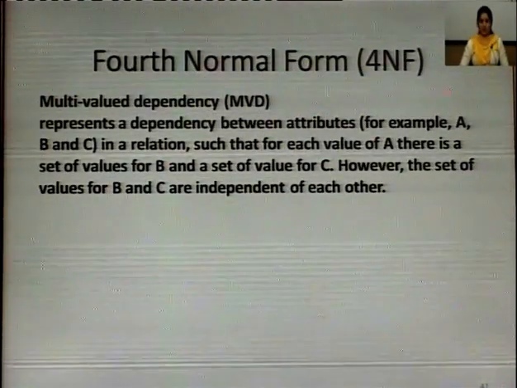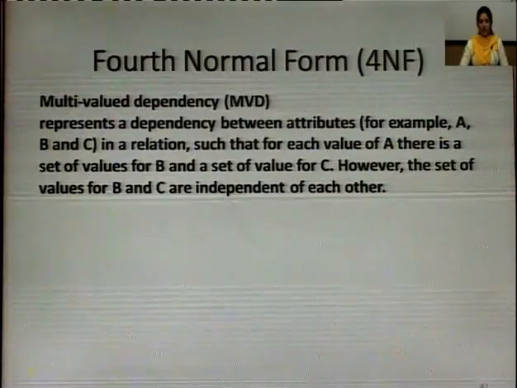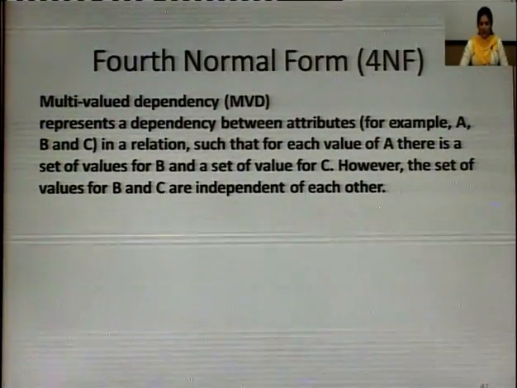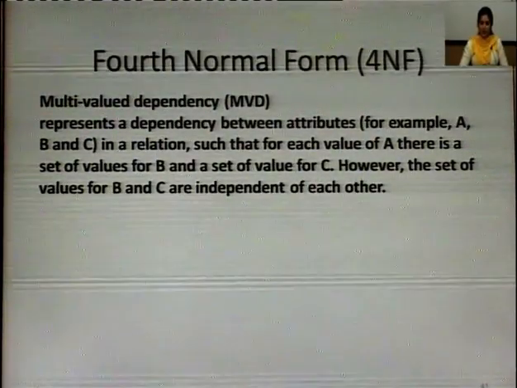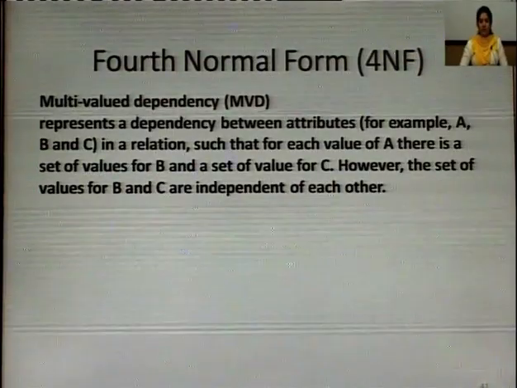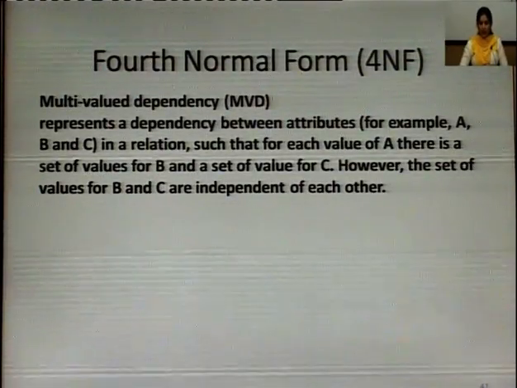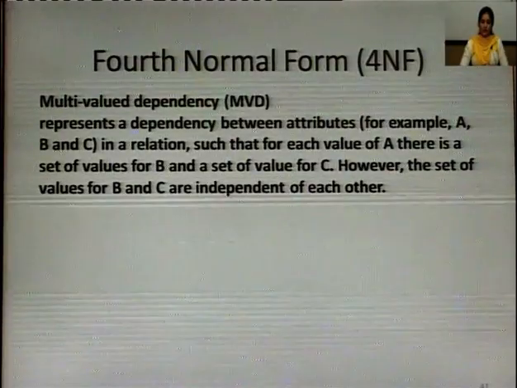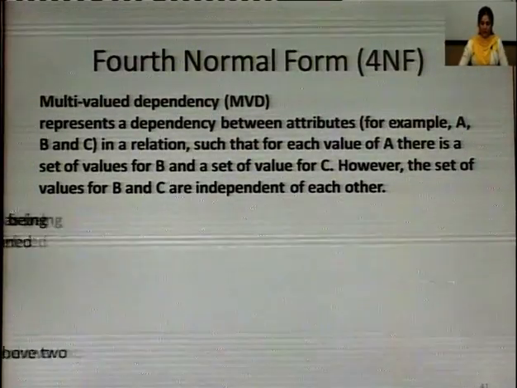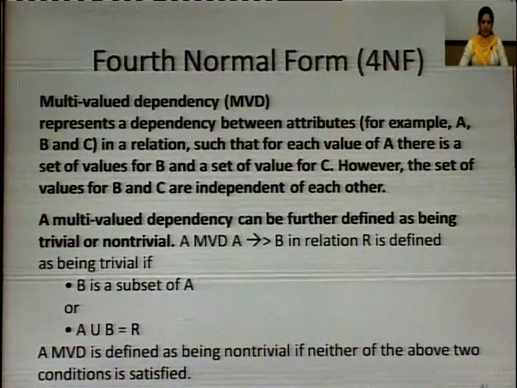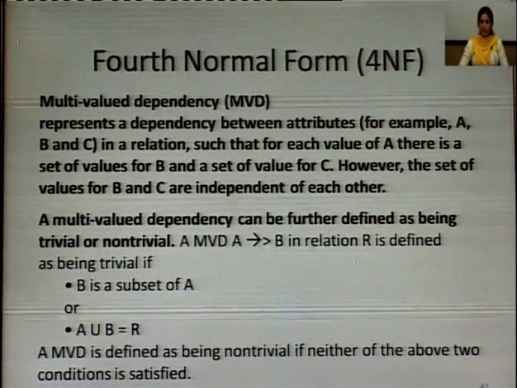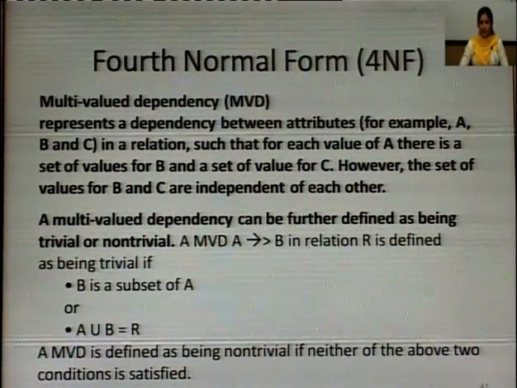It represents a dependency between attributes, for example A, B and C, in a relation such that for each value of A, there is a set of values for B and a set of values for C. However, the sets of values for B and C are independent of each other. A multi-valued dependency can be further defined as being trivial or non-trivial.